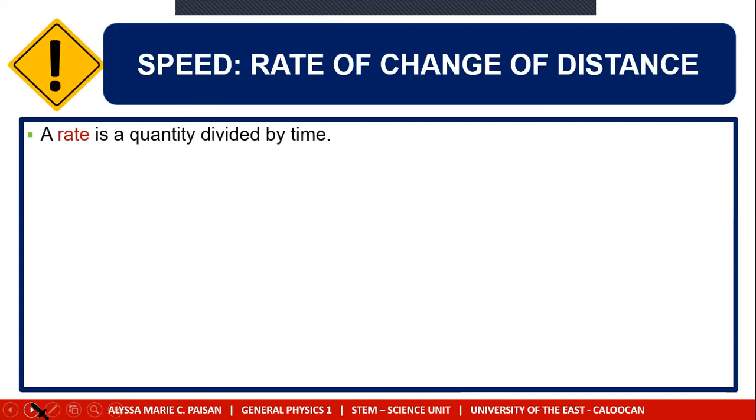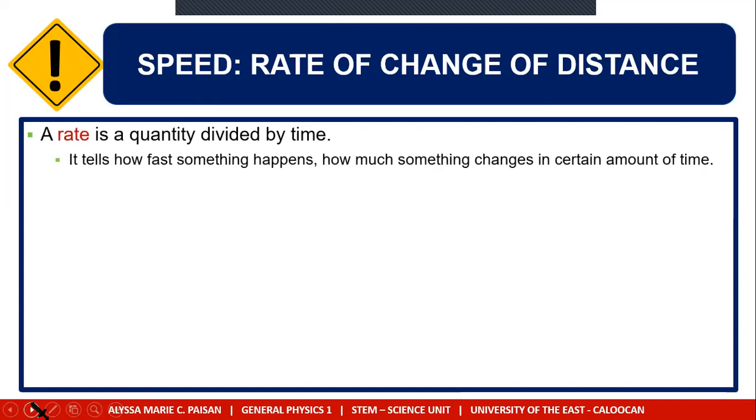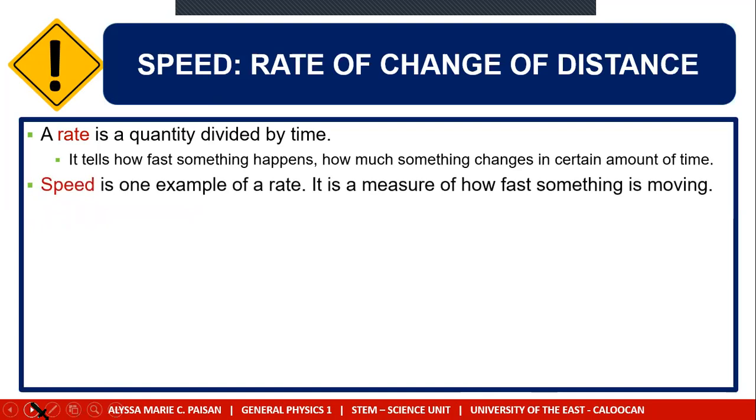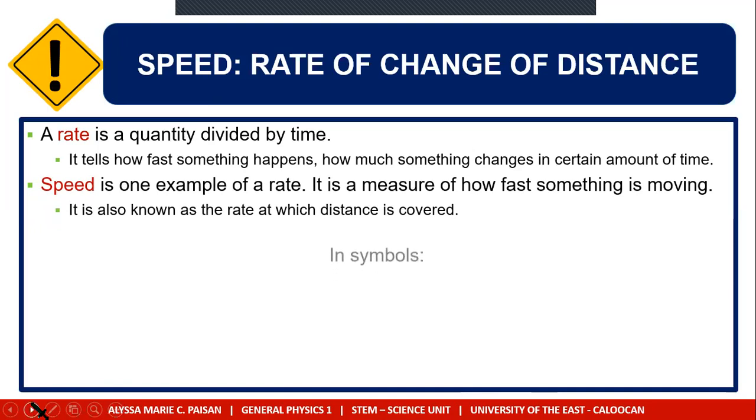When we say rate, that's any quantity divided by time, and it tells us how fast something happens, how much something changes in a certain amount of time. Speed is one example of a rate, and it is a measure of how fast something is moving. It is also known as the rate at which distance is covered. Basically, that's just distance over time.